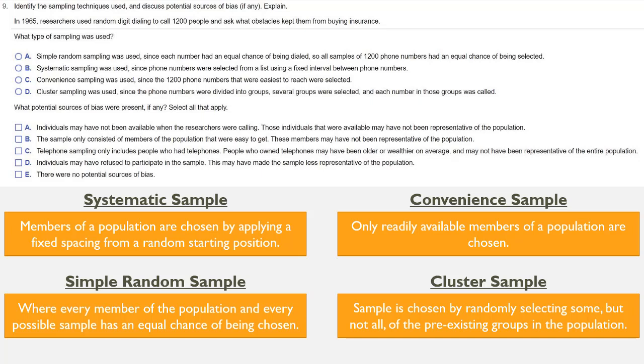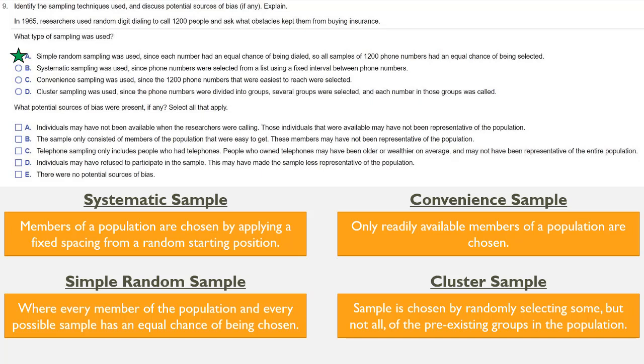So, in this particular problem, we're not told anything about choosing pre-existing groups, so it's not a cluster sample. We're not choosing readily available members because we're random digit dialing, so it's not a convenience sample. And we're not applying a fixed spacing, so it's not a systematic sample. So this would be a simple random sample, since each number had an equal chance of being dialed, so all samples of 1,200 phone numbers had an equal chance of being selected. So the correct answer for the first question is A.